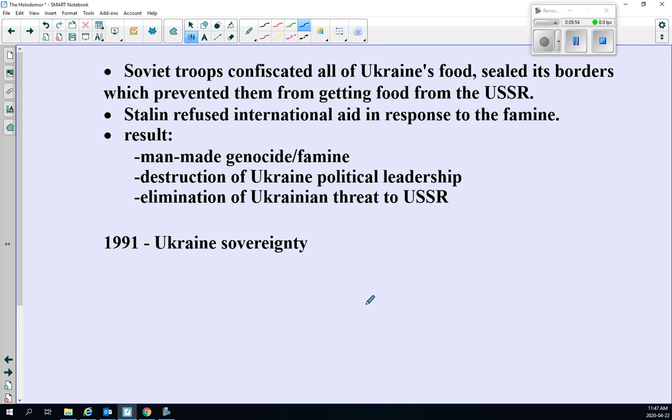A lot of the kulaks, rather than just hand over their stuff to the Soviet communists, burnt it or destroyed it or killed their livestock. And hence your Holodomor. Sad, sad chapter in history.